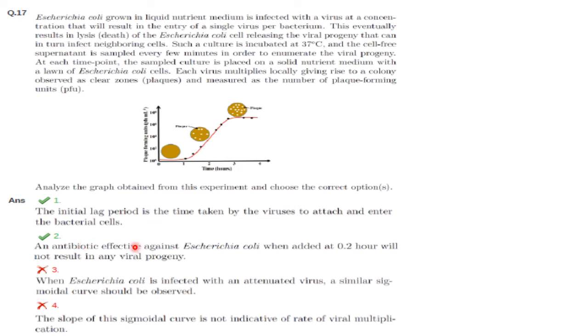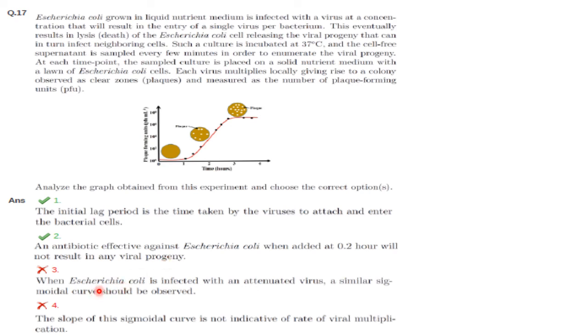Then, an antibiotic effective against Escherichia coli when added at 0.2 hour will not result in any viral progeny. At this particular stage, less than 1, the time is 1 hour over here, so it is during the lag phase itself. So an antibiotic effective against E. coli will result in death of E. coli cells at 0.2 hours. With the absence of E. coli cells, the virus cannot multiply. So it will not result in any viral progeny. So option 2 is correct.